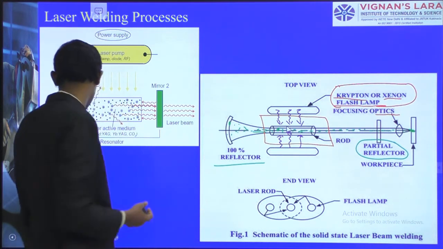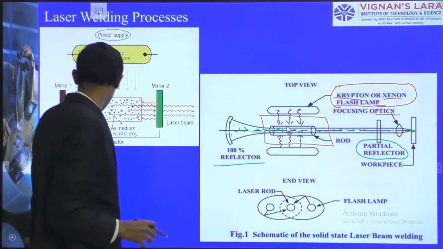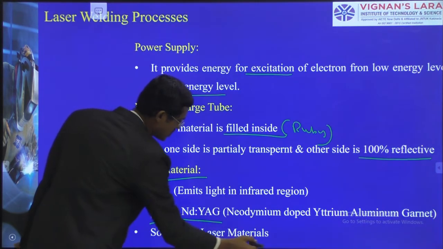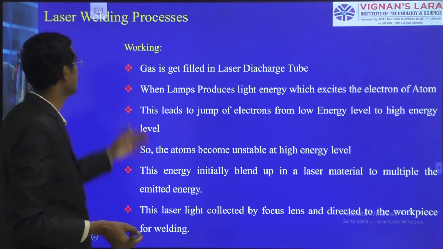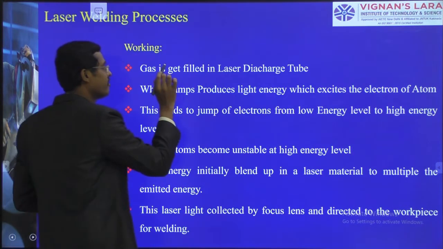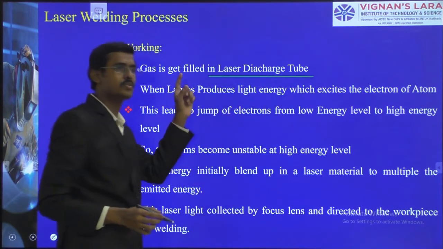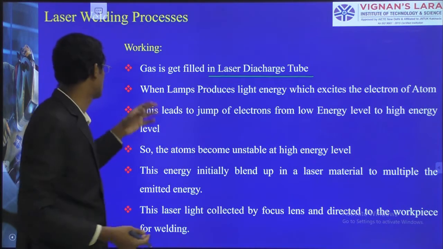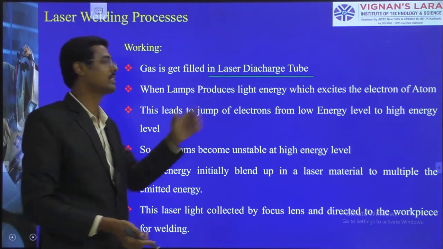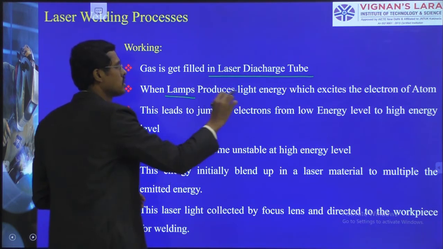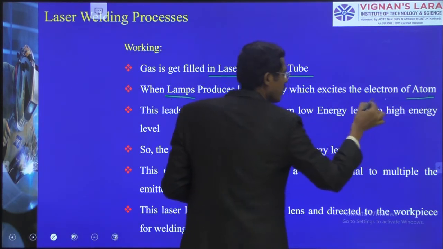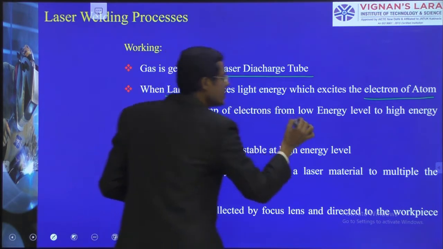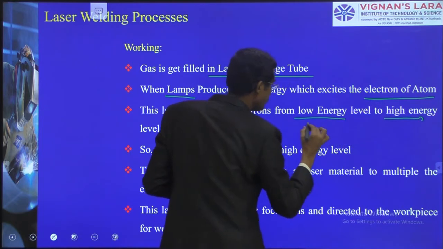It emits laser light when it is energized first. So these are solid state lasers, and these are not solid state lasers which we are using: the gases get filled in the laser discharge tube. It means we are talking about maybe ruby or CO2, the gas laser or the solid state ruby laser. When the flash lamp produces light energy, it excites the electron of an atom, taking in energy. This leads to a jump of the electron from the low energy level to the high energy level.